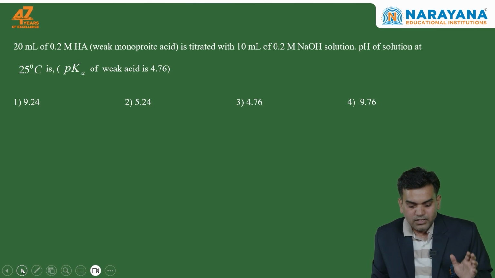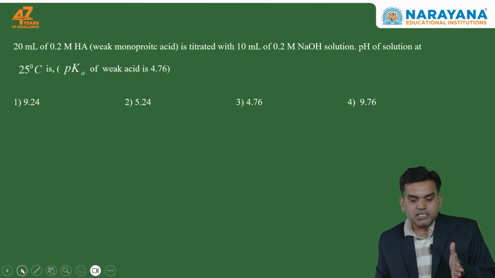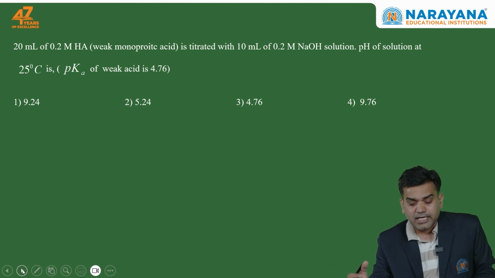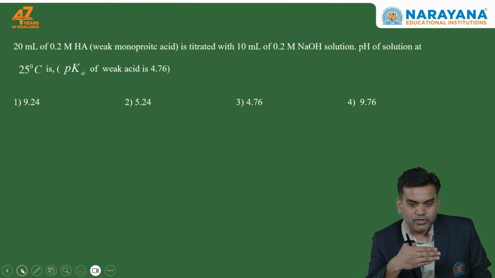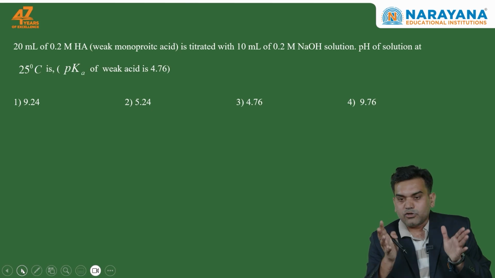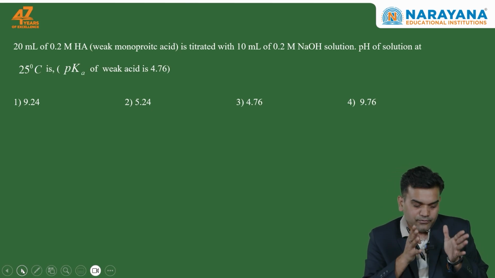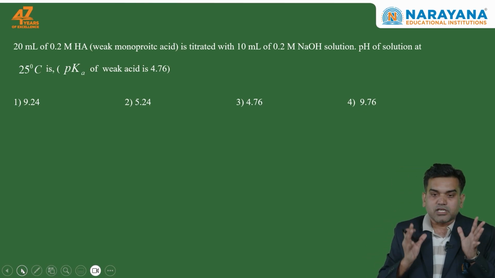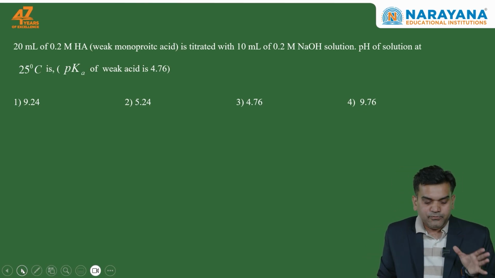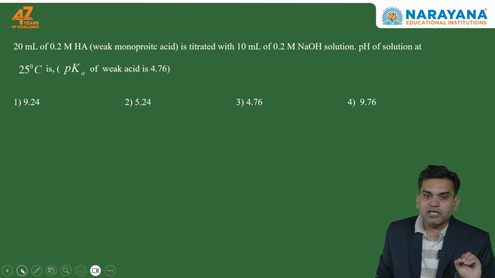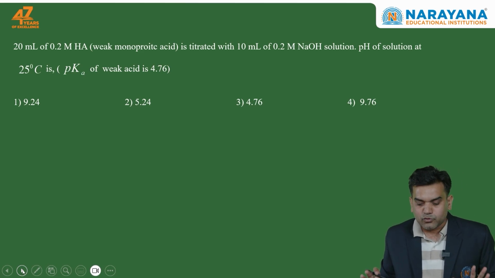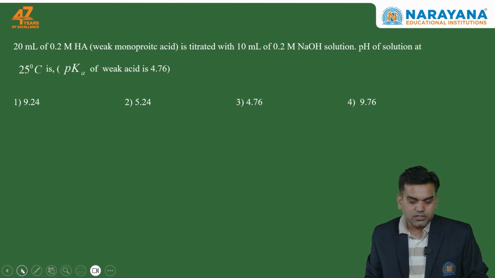So first of all, I have to see whether this is a case in which the complete weak acid will get titrated with NaOH, that is, go to the equivalence point, or whether it is not completely titrated. If the reaction is not completed, the solution will behave as a buffer. If the complete HA gets titrated, then at the equivalence point we have to apply some other concept. So I have to see what kind of mixture it will be. Let's do the reaction.